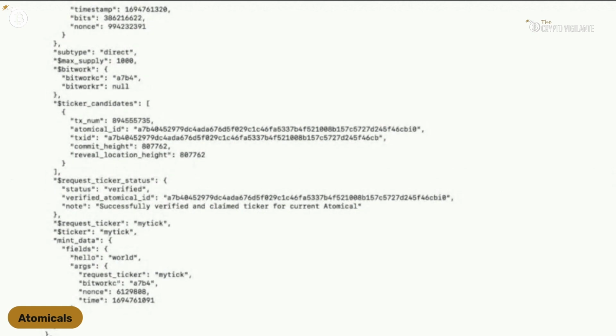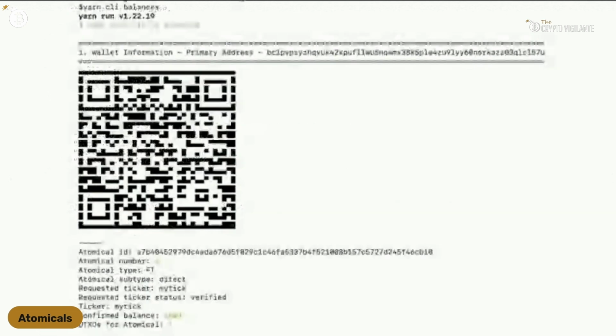Once we've minted through the process I've already shown before, you can now see that you have the same ticker, $ ticker, mytok. It says the ticker candidate. This is a verified and claimed ticker for the current atomical. And this is a fungible token atomical with a total supply that's listed, and it's in the direct mint mode.